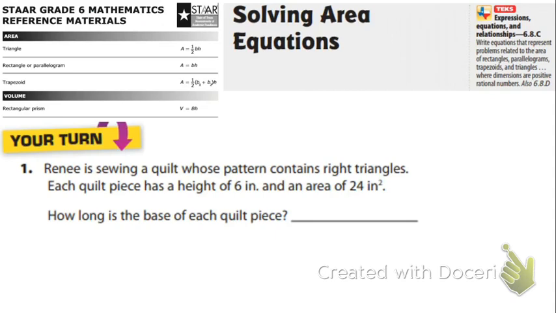All right, ladies and gentlemen, in this situation, it tells us that Renee is sewing a quilt whose pattern contains right triangles. That's important for us to know. Each quilt piece has a height of 6 inches and an area of 24 inches squared. How long is the base of each quilt piece? So right here, this is what I'm going to try to do to solve this.